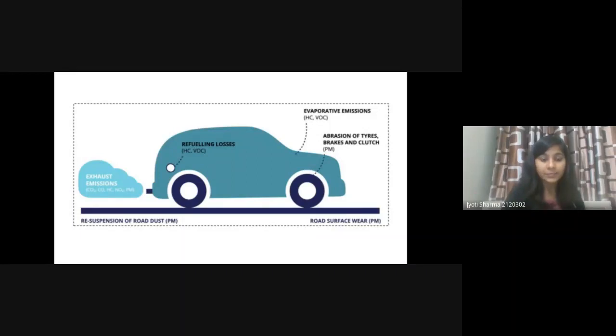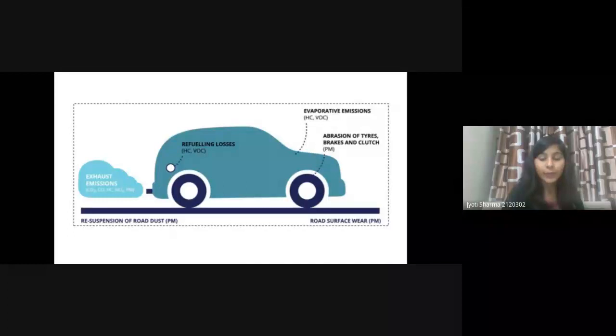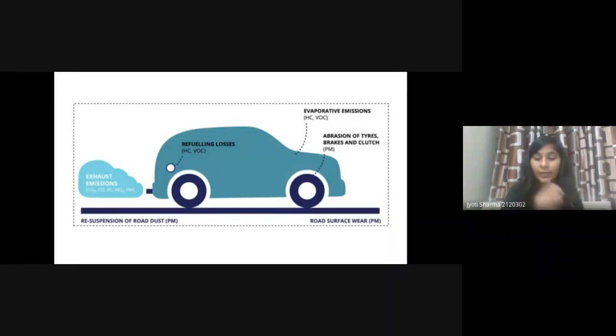So this is one figure that I want to show: whenever there is a vehicle on the road, different types of emission may happen, not just because of the fuel combustion. If it is fuel combustion, then this will give you the exhaust emission.